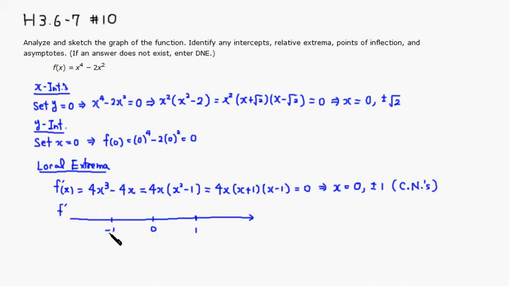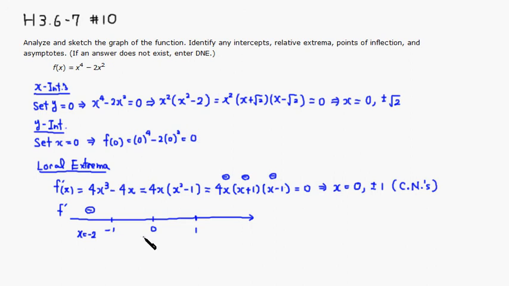So we can try something smaller than negative 1, say x equals negative 2. So plug it in. If you plug in negative 2 here, that's going to be negative. And negative 2 plus 1 is still negative. Negative 2 minus 1 is negative. Negative times negative times negative is negative. So it's negative here.